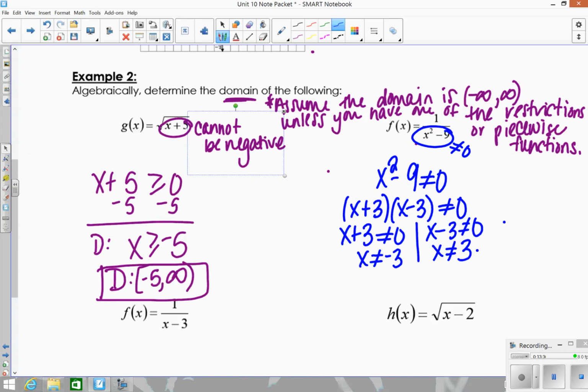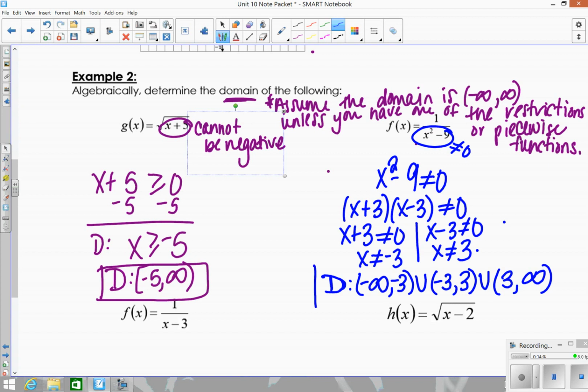So that means the domain, you could either say is all real numbers except for negative 3 and 3, or you can say in interval notation, you would start at negative infinity, you would stop once you get to negative 3 because you can't include it, but then you would pick back up at negative 3 and go to 3, and then you would pick back up at 3 and you would go on till positive infinity. So let me just show you that on a number line so that it makes sense.